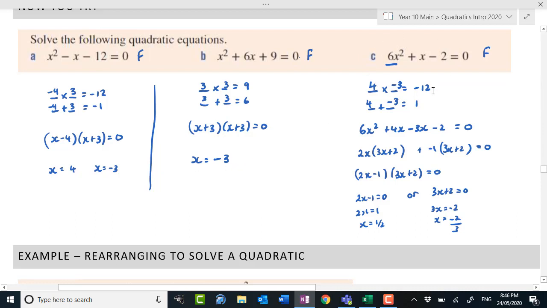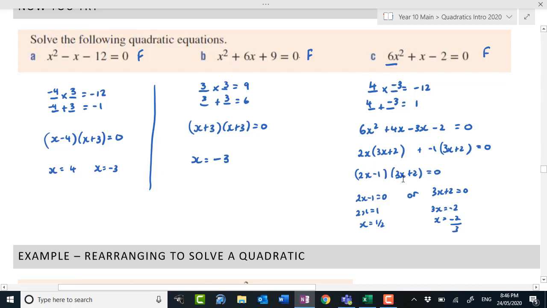And over here for the non-monic, we've got two numbers which multiply to give 6 times -2, which is -12, and add to give 1, which is 4 and -3. Breaking that up, grouping them, and then they have 3x + 2 in common and 2x - 1. If I multiply 3x + 2, that will give me that expression.